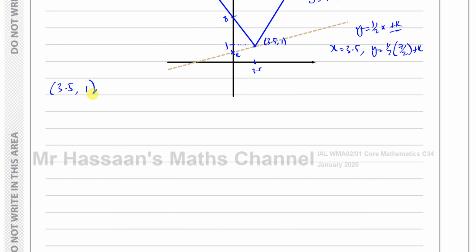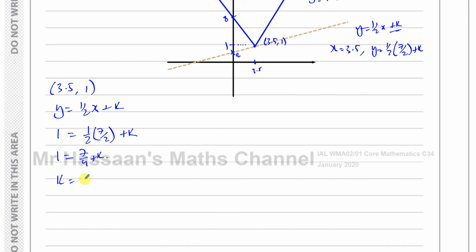So when does the line y equals a half x plus k go through this point? When does this point lie on this line? That's what we need to find, and that will tell us the value of k where they actually touch. So if I put y equals 1 and x as 7/2, you have 1 equals 7/4 plus k.